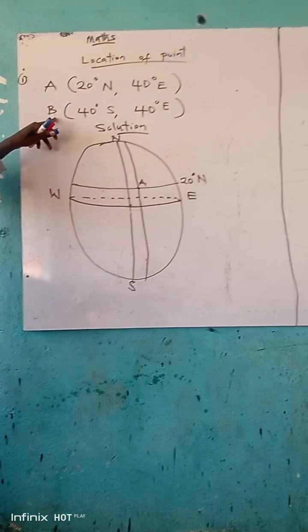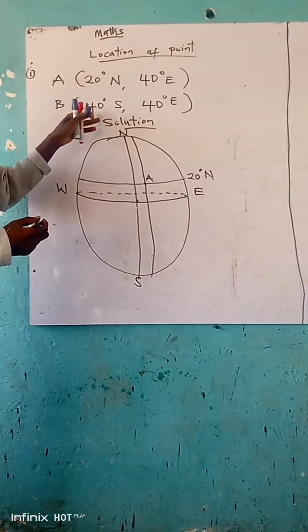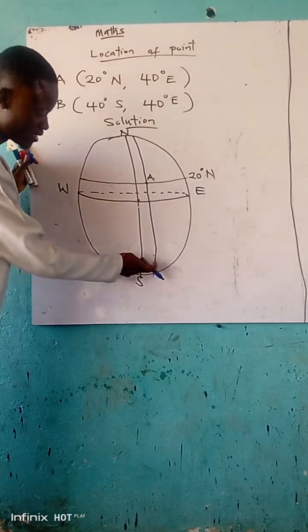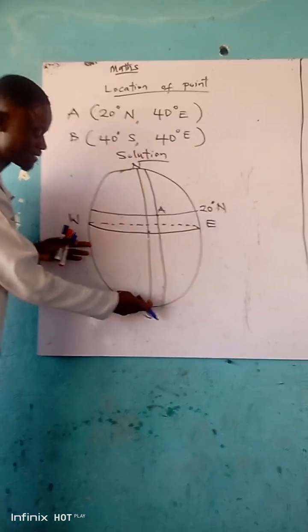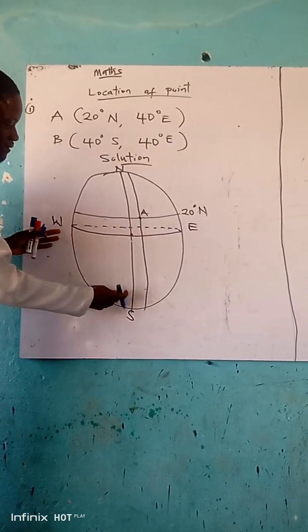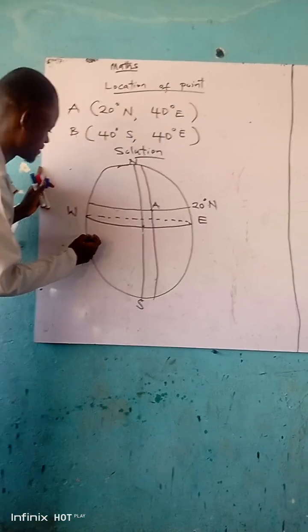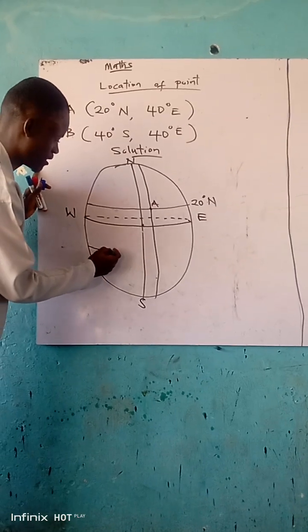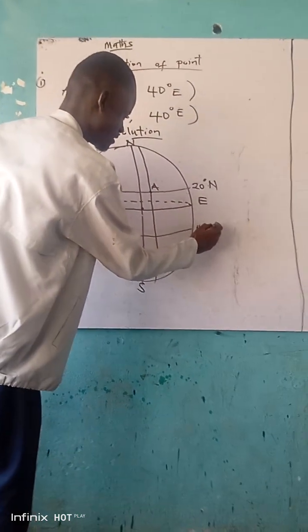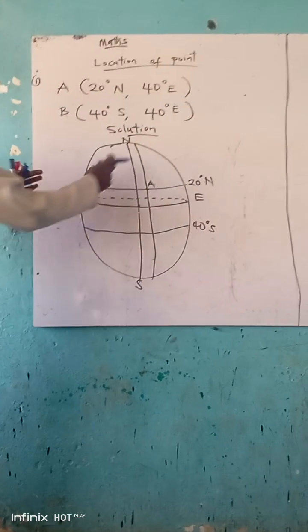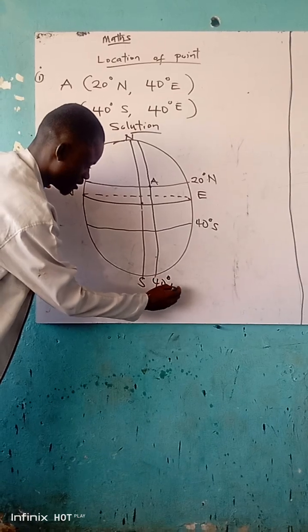Now let's locate our point B. Our point B is at 40 degrees south. Now where is our south? This is our southern region. This is our south. From the equator to this south is 80 degrees. So let's estimate 40 degrees from this south. Let's estimate that this is our 40 degrees down south. So we call this one 40 degrees south. Remember, this one is our 40 degrees east.